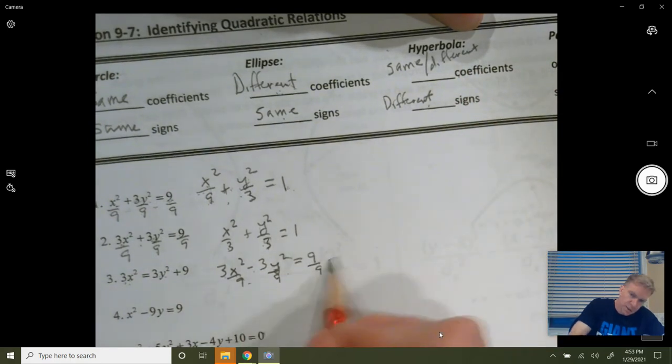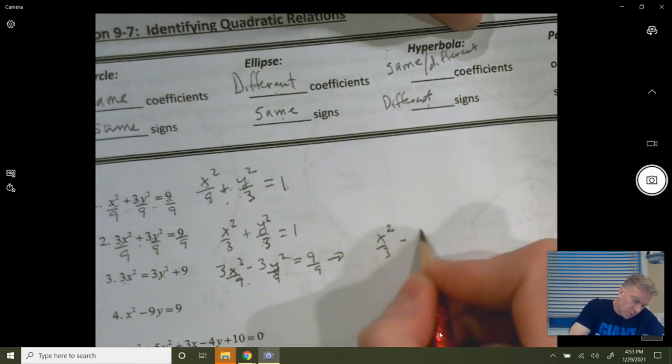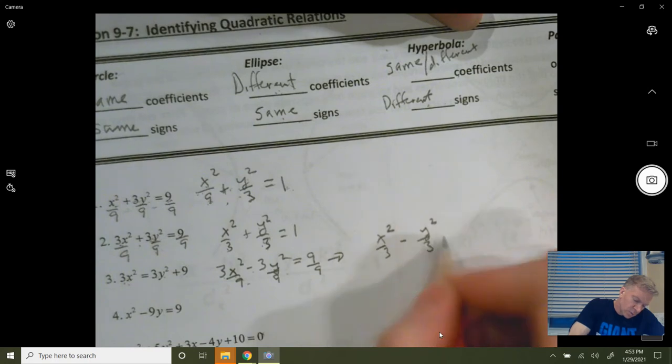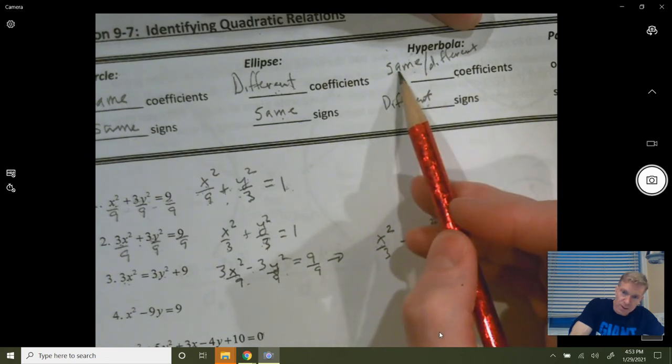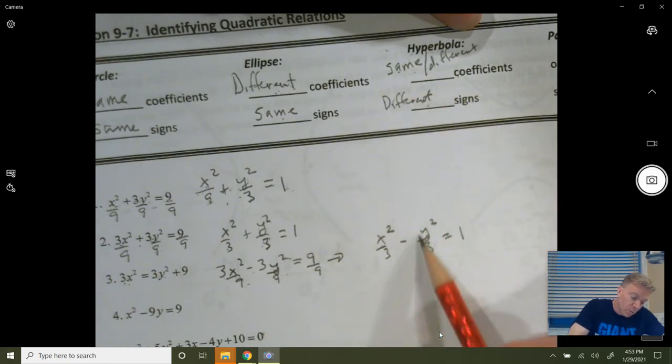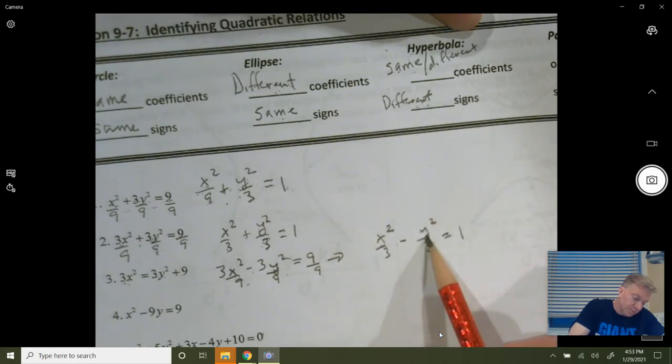If we continued and went one step further, we had x squared over 3 minus y squared over 3 equal to 1. So the coefficients are both 1. You might think of those as different, but they both have a 1. One's positive, one's negative. So the signs count for that, and you know it's a hyperbola.